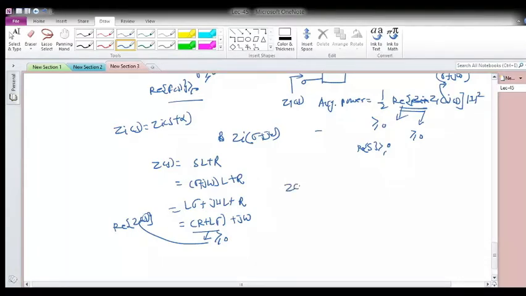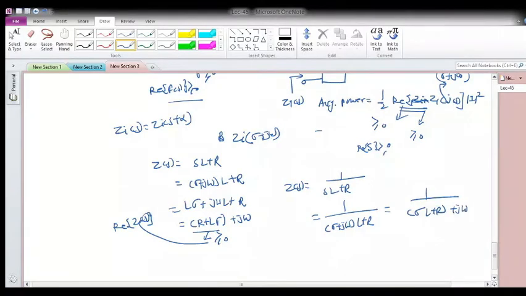Similarly, if I have Z(s) equal to 1 over (SL plus R), here also I can write S as sigma plus j omega, so it becomes 1 over (sigma L plus R plus j omega L). I will separate the real and imaginary parts.